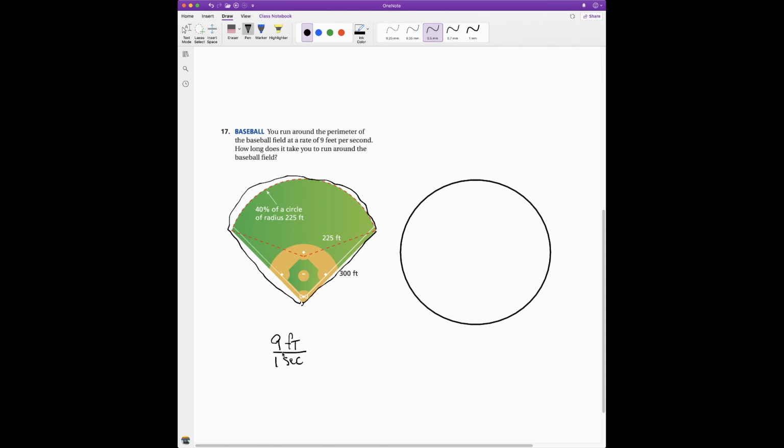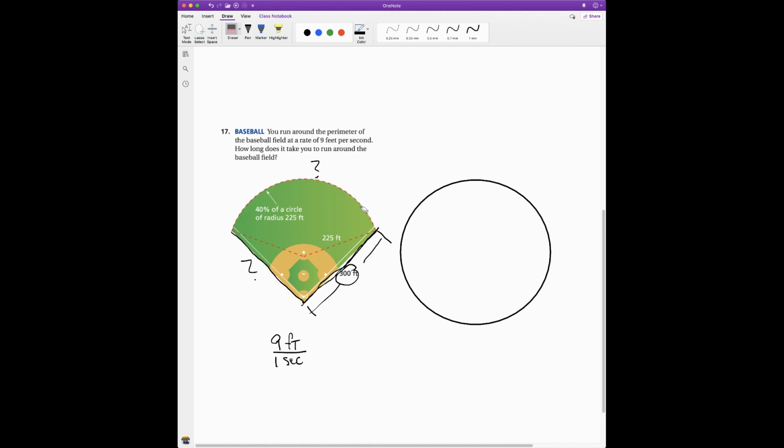Okay. So basically, we need to find the perimeter of this composite figure that's made up of part of a circle. That's the red dotted line. And then I have this side right here and this side. Okay, I already know that this side is 300 feet. So you can probably guess that side. And then we have to figure out, well, how long is this? And what do we know? Okay, it tells us right here that this dotted line is 40% of a circle of radius 225 feet.